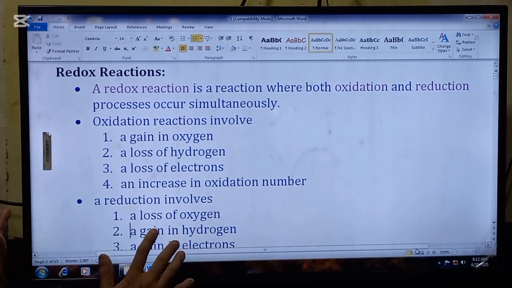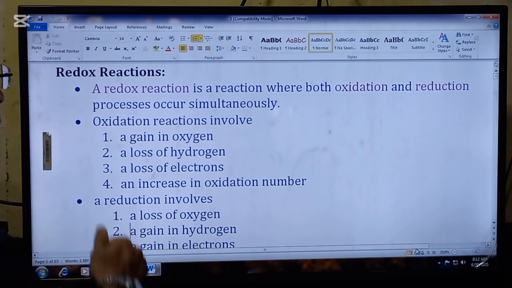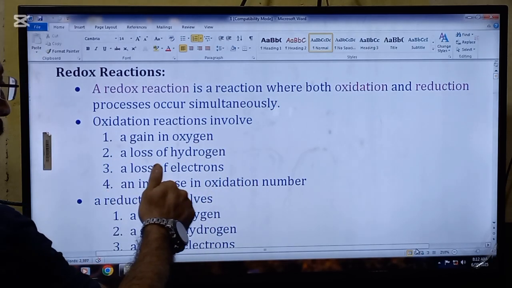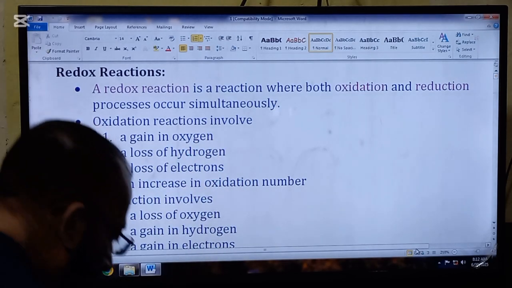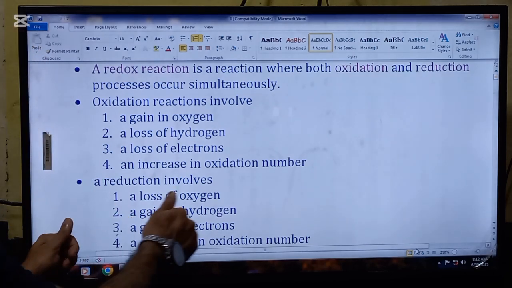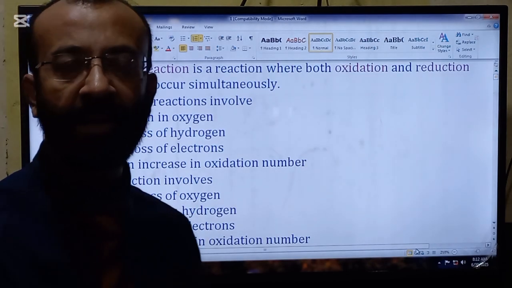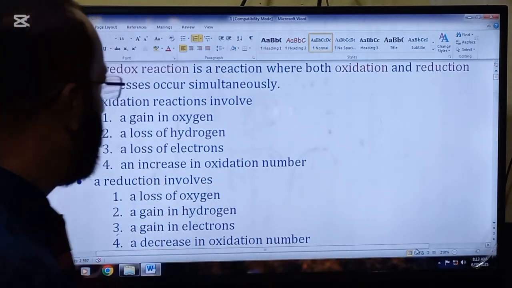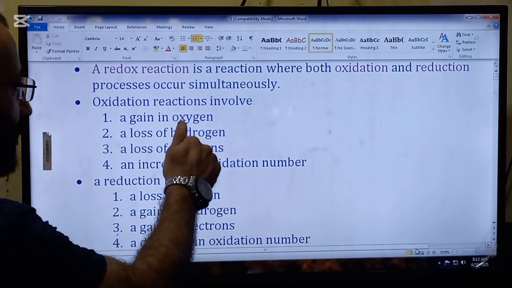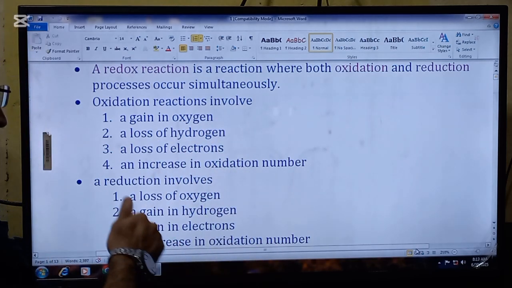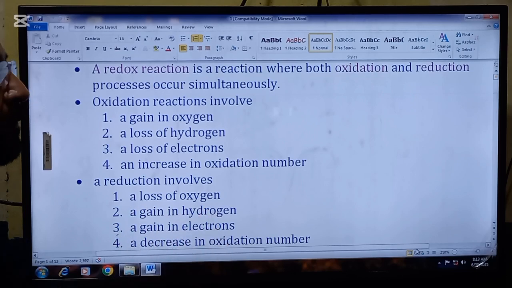So first we are going to read what is meant by oxidation reactions. Oxidation reactions involve a gain in oxygen. At the same time, I'm giving you ideas of the reduction processes. Oxidation and reduction are reverse of each other. So if in an oxidation reaction there is a gain in oxygen, then in a reduction reaction there is a loss of oxygen.